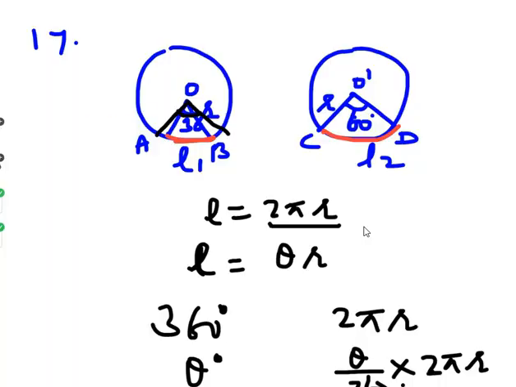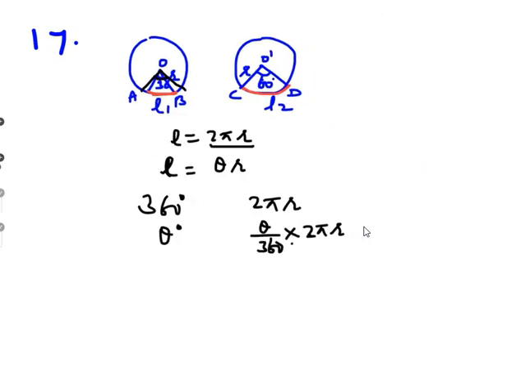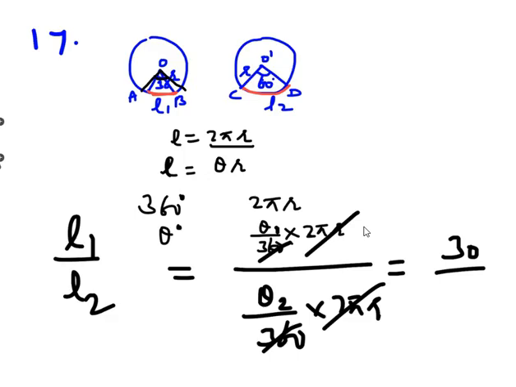Okay. Now just substitute the values to see what we will get. Now theta 1 by theta 2. So L1 by L2 will be theta 1 by 360 into 2 pi r divided by theta 2 by 360 into 2 pi r. 2 pi r, 2 pi r, 360, 360 cancel. Theta, 30 by 60 is equal to 1 by 2. Even if you do the same with theta r, the ratio is 1 is to 2, 30 and 60.